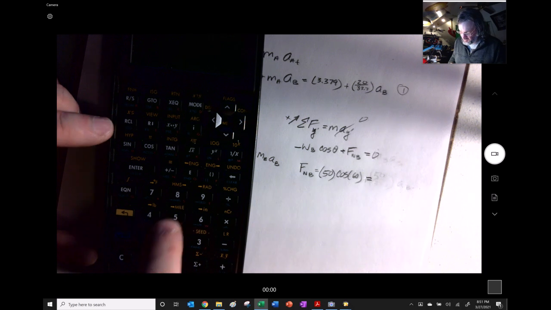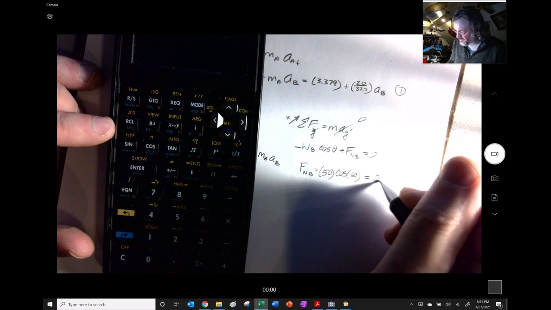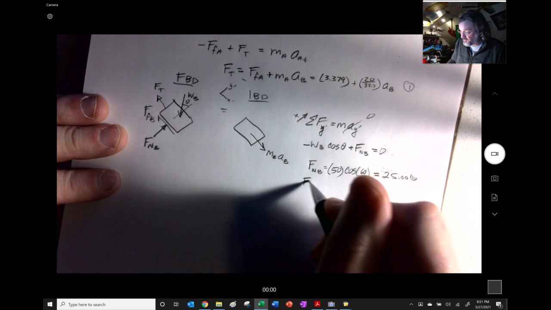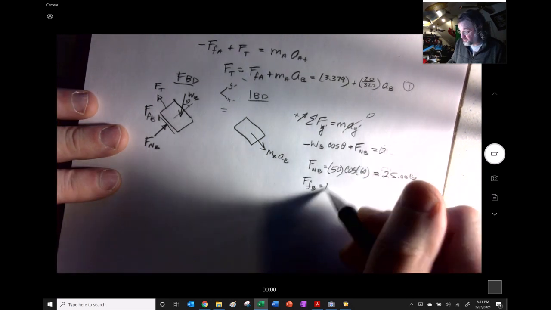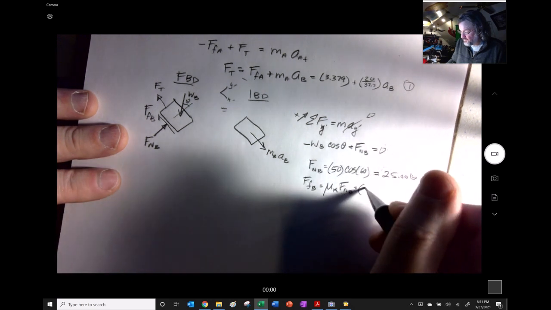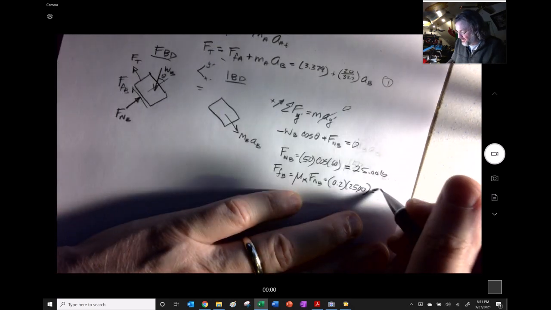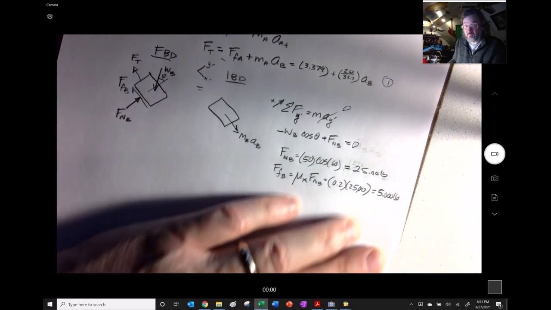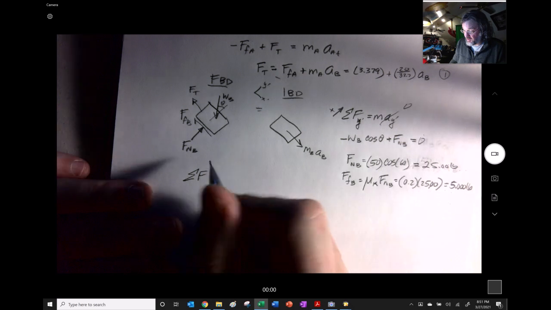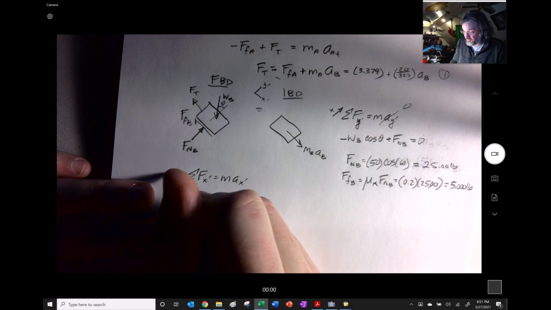So 50 times the cosine of 60, which is done in our heads, is 25. So the friction force of B is just going to be mu FNB, or 0.2 times 25, which is 5 pounds, right? 5 pounds. And now we do the sum of the forces in the x prime direction, mass times acceleration in the x prime.